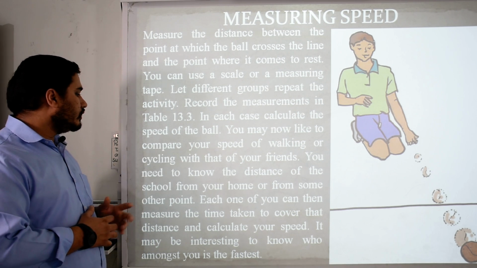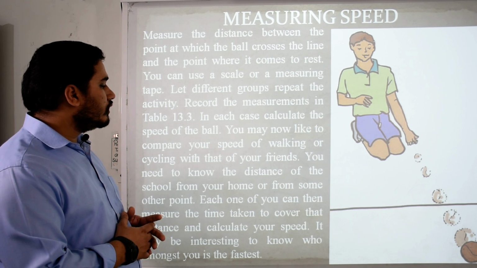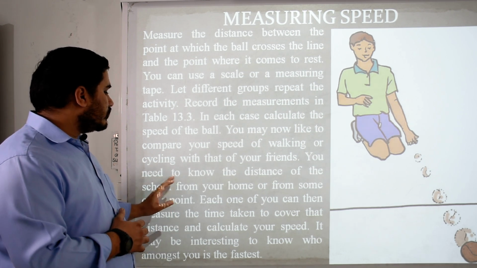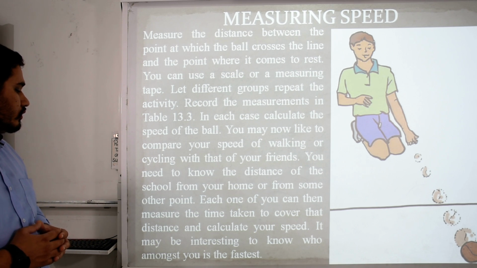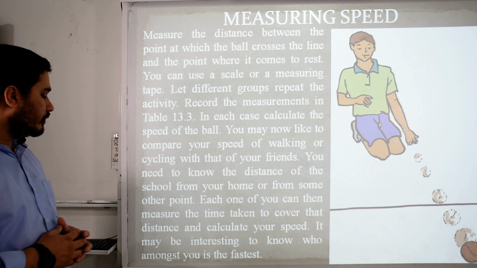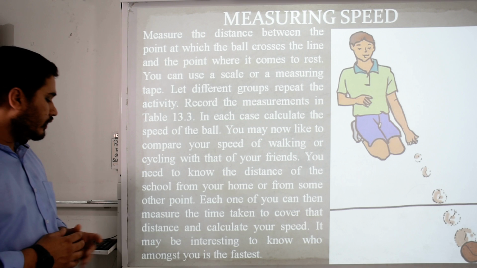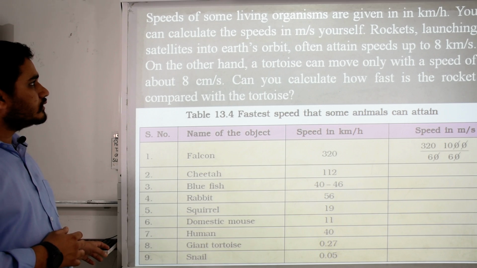You may now like to compare your speed of walking or cycling with that of your friend. You need to know the distance of the school from your home or from some other point. Each one of you can then measure the time taken to cover the distance and calculate your speed. It may be interesting to know who amongst you is the fastest.